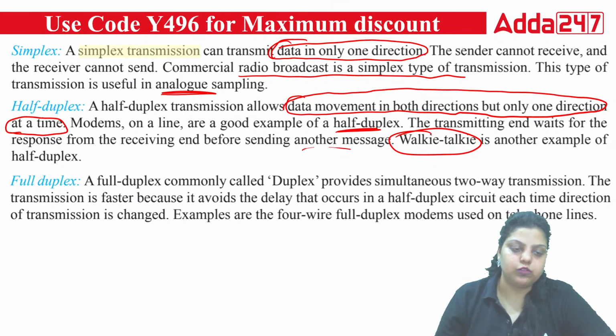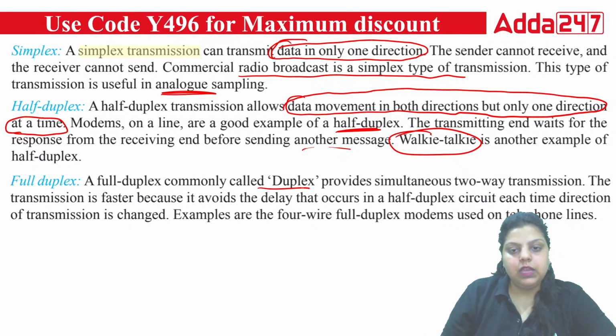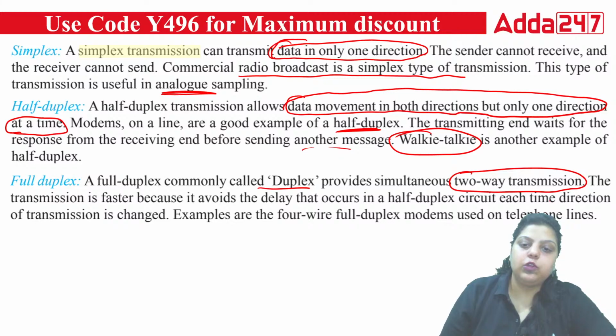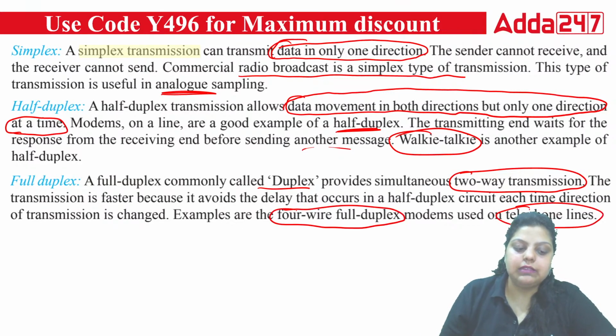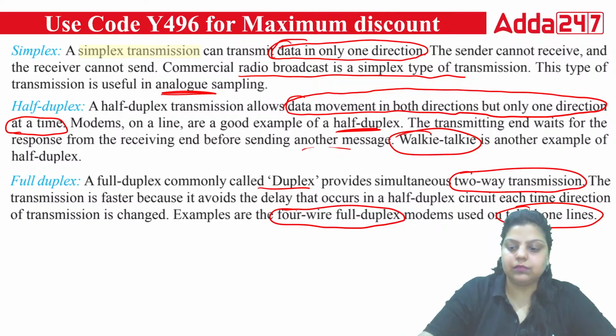perform the transmission. Okay, so full duplex, we also call it duplex, and it provides two-way transmission, like at the same time both can exchange their messages. So you can see here 4-wire full duplex modems and telephone lines are the example of full duplex.